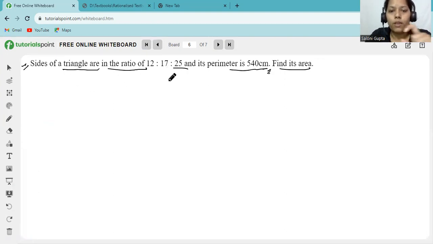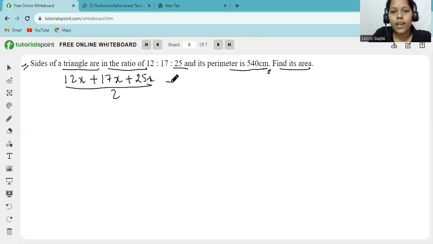So let us understand. Whenever the ratios are given, we will just remove the ratios and put the x. So this will become 12x plus 17x plus 25x. So the sides are now 12x, 17x and 25x. Sorry, do not write the divide by 2. We will first find out the value of this x. The perimeter is equal to 540 centimeter. It is given to us.